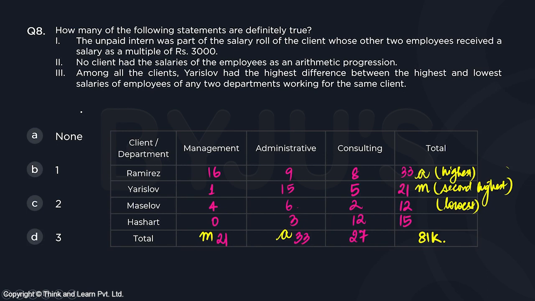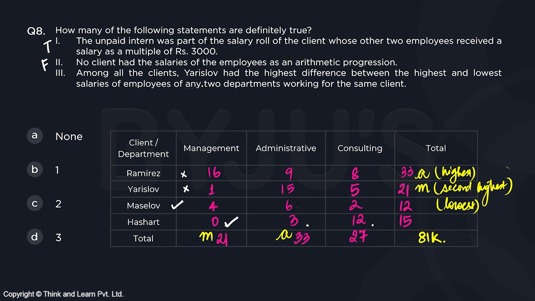Question number 8. How many of the following statements are definitely true? The unpaid intern was part of the salary roll of the client whose other 2 employees received a salary as a multiple of rupees 3,000. This is true. So the unpaid intern is for H under management, and the other 2 have the salaries which are multiple of 3,000. So this is true. Second, no client had the salaries of the employees as an AP. So 8, 9 and 16, no. 1, 5 and 15, no. 2, 4 and 6, yes. But since it says no client, so this is false.